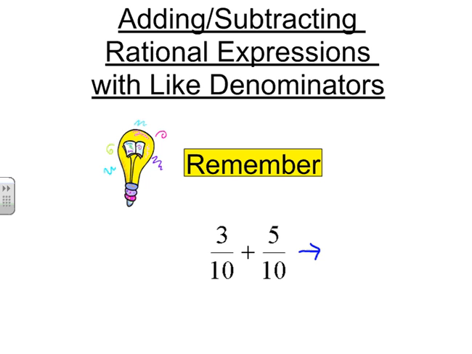Our process is that we're going to keep the denominator and we're going to add or subtract the numerators. Here we have 3 plus 5, which would give us 8. We then would have to reduce it by dividing the top and bottom by 2. And what that would give us is 4/5. So basically, we kept the same denominator, add or subtract the numerator, and simplify.